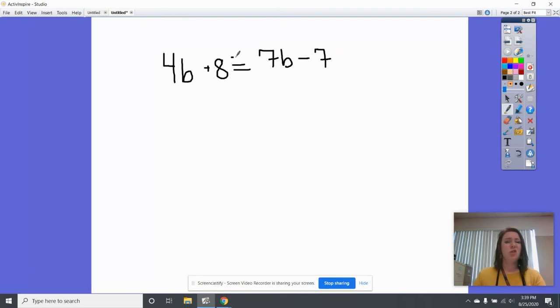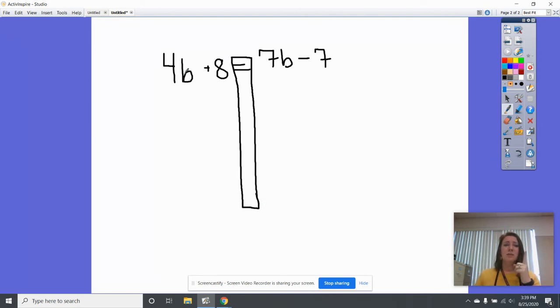Okay, first thing I always do is I draw my wall. It helps keep me organized. I remember whatever I do on one side of the wall, I have to do on the other. Now, there's a b on both sides of that equal sign, which that's not okay with us. We choose one of the letters. I always choose the smaller one. So there's a 4b and a 7b. I'll choose 4 because it is smaller.